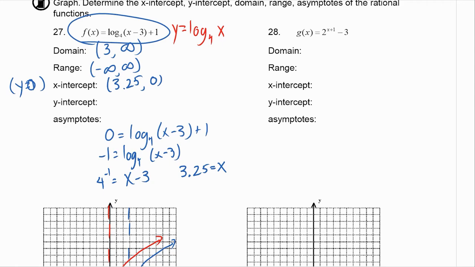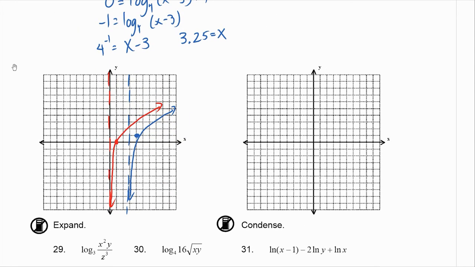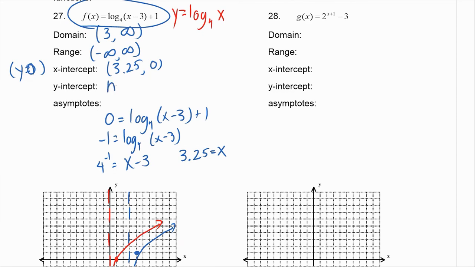The y-intercept, we can take a look at our graph. Does it ever hit the y-axis? Well, no, so we're not going to have one. And the asymptote is going to be x equal to 3.